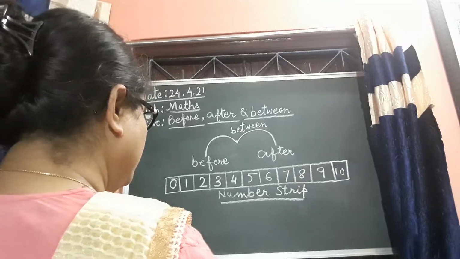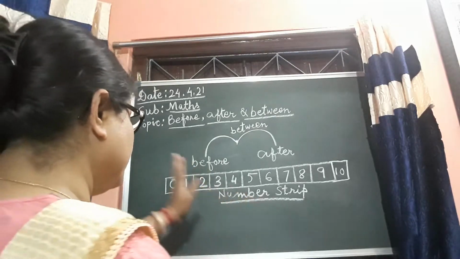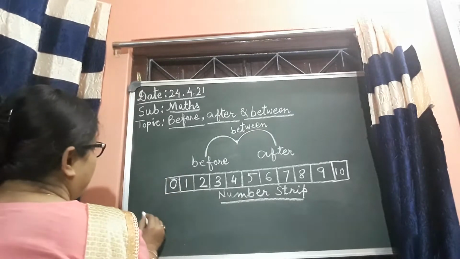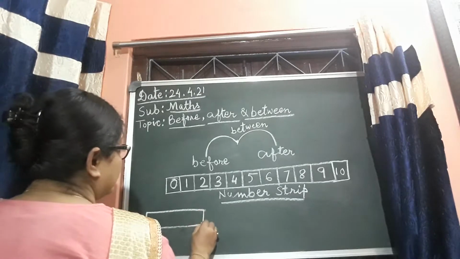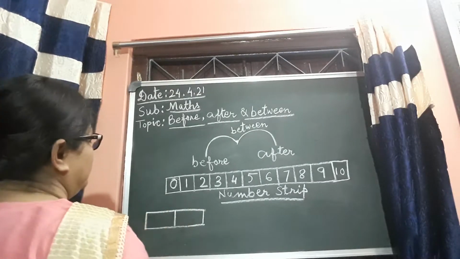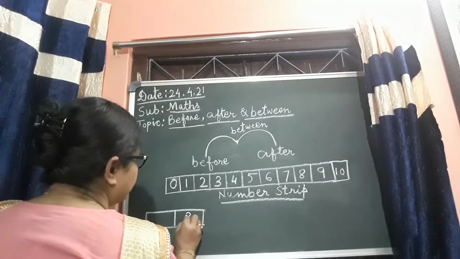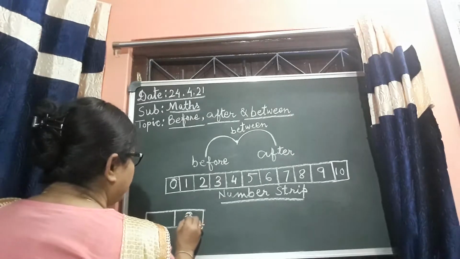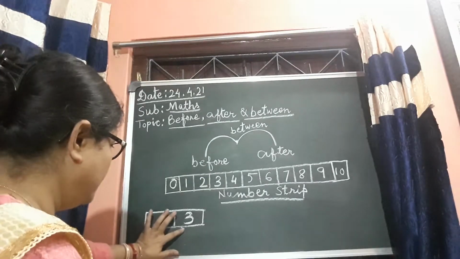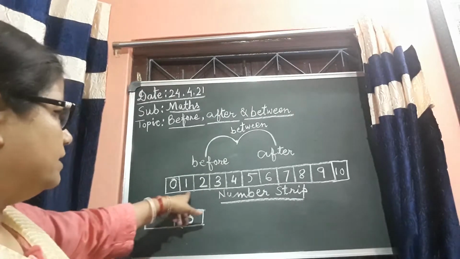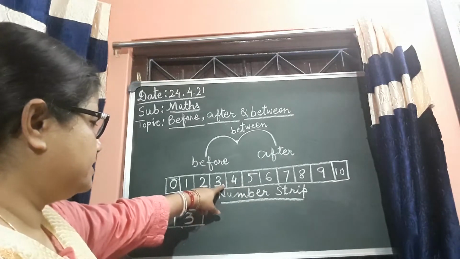Okay, first of all we will see which number comes before. So now before number, we will take an example. Now I am writing here number 3. Okay, now first of all check the number strip. Okay, where is 3? Yes.